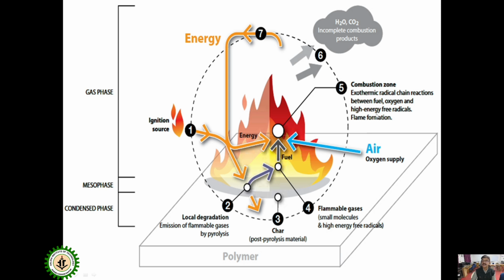Once the free radical is generated, it is further propagated and enters the next phase. So ultimately the energy is produced. This one is the gas phase, this portion is the meso phase, and this one is the condensed phase. The bottom three phases, 2, 3, 4, belong to the condensed phase, and the other phases mostly belong to the gas phase.